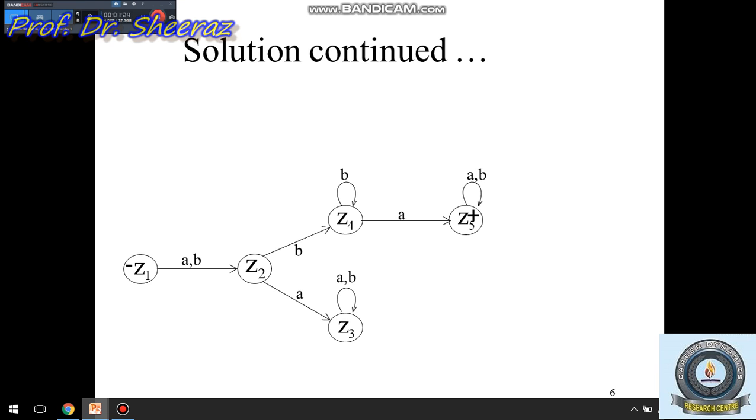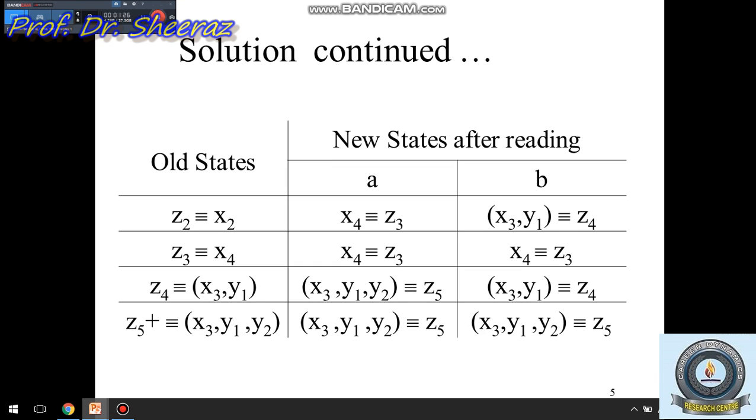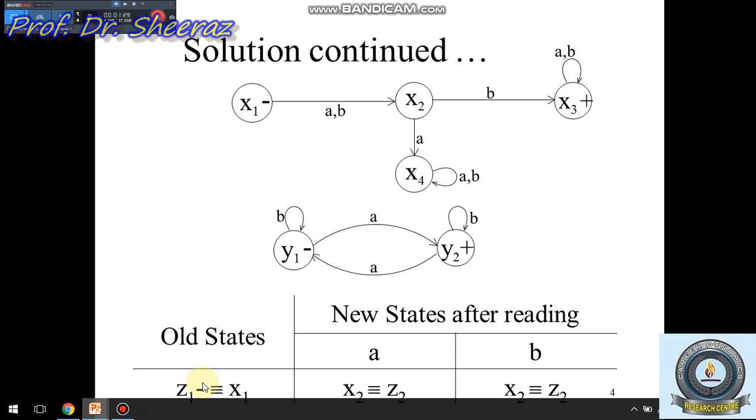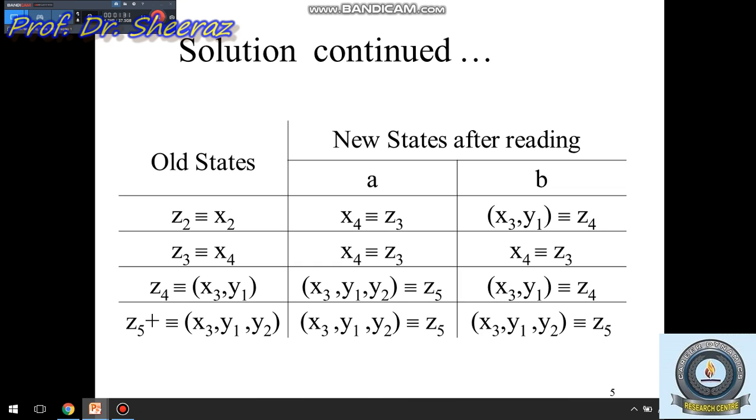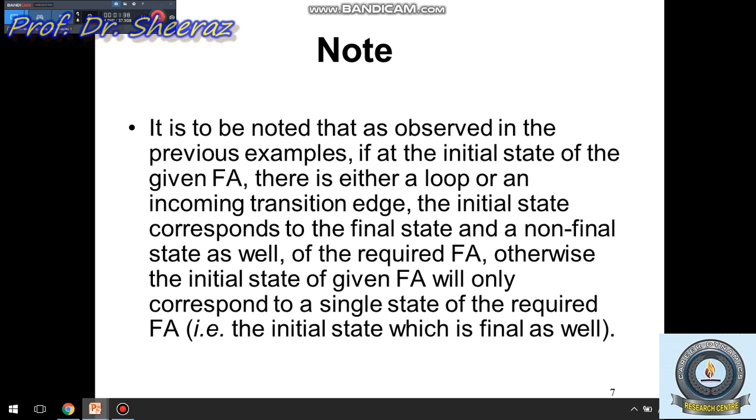Z1 is the starting state and Z5 is the ending state. Z5 is the ending state because in the previous diagram Y2 is the final state. So if Y2 is present, that will represent the ending state now. If at the initial state of the given finite automata there is either a loop or an incoming transition, the initial state corresponds to the final state and the non-final state as well of the required FA. Otherwise, the initial state of the given FA will only correspond to a single state of the required FA.